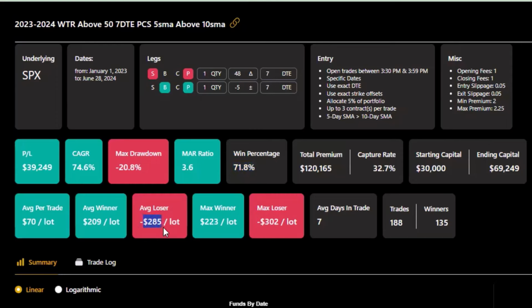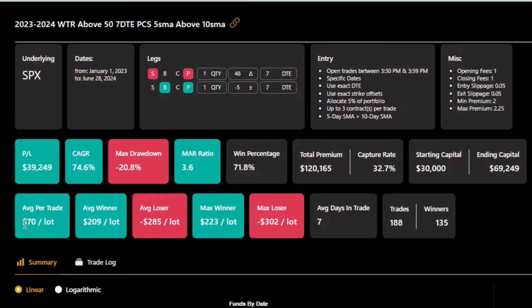Why is that? Well, we are selling a 5-wide credit spread and we're trying to get a credit of at least $2. If you do get a credit of $2, that's your max gain, and $3 would be your max loss, because that's the width of the spread, in this case $5, minus that $2 credit. So we're risking $3 to make $2 at the worst. That's kind of our goal.